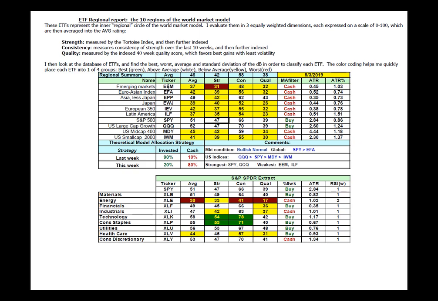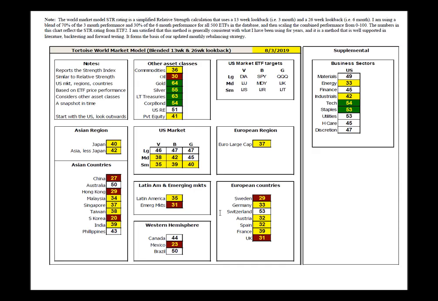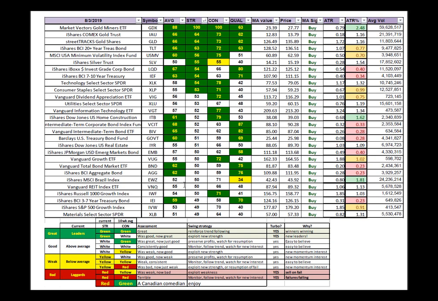Weakest sectors, EEM, emerging markets, and Latin America. Inside the sector spiders, the 9, it's tech and staples leading the way. Energy and industrials lagging. World market model, the alternative asset classes rose to the top. Pretty much weakness everywhere else, but large caps better than mids and smalls in the U.S., as we know. ETF 30.